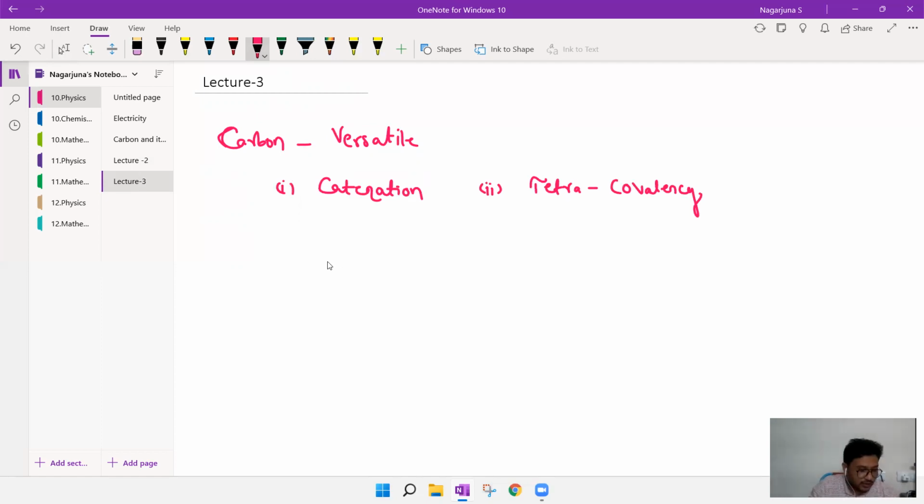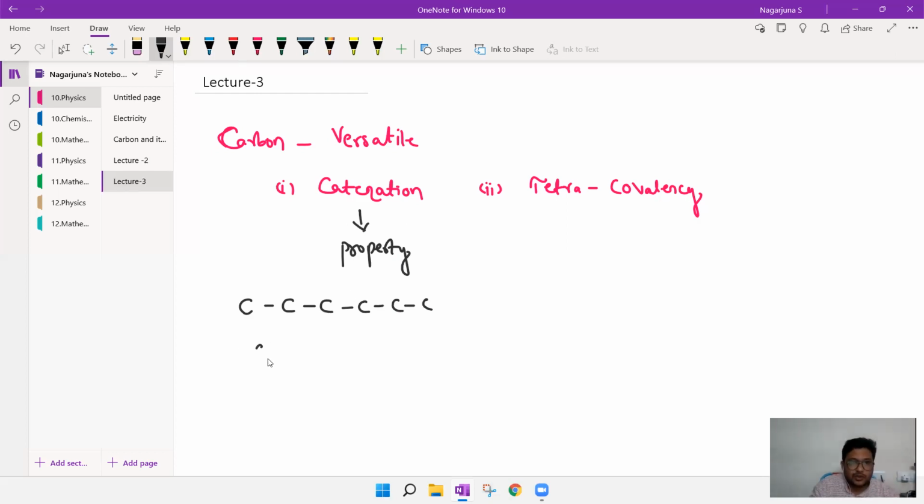First, let us try to understand what is meant by catenation. Catenation is nothing but a property of elements to self-link. Simply to say, if it is carbon, carbon can combine with another carbon, that can combine with another carbon. Like that, if the same elements are combining together to form long branches or chains, that is known as catenation.